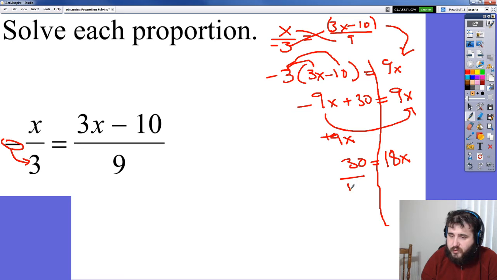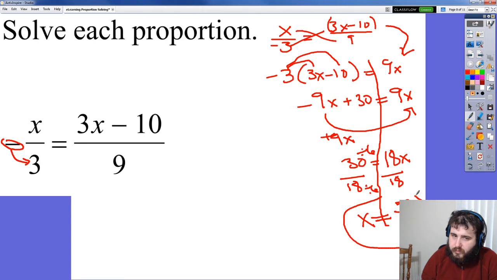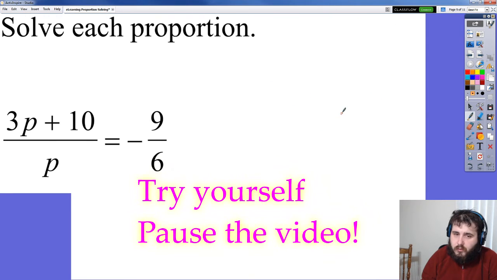And now I'm going to do my division. And again, you look to see what they have in common. 30 and 18 both have a factor of 6, right? So we can divide by 6. We can divide by 6. And we end up with our final answer. I'm going to put the x on the left. 30 divided by 6 is 5. 18 divided by 6 is 3. There's my final answer. Go ahead and do this one on your own.